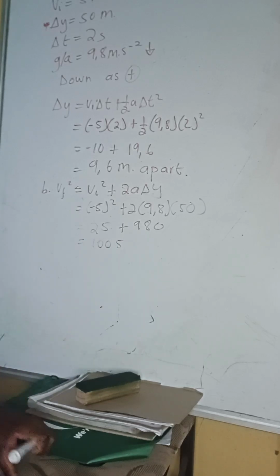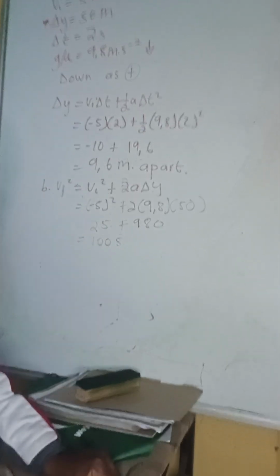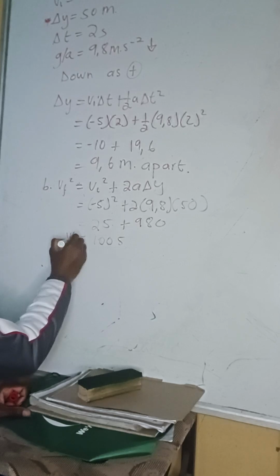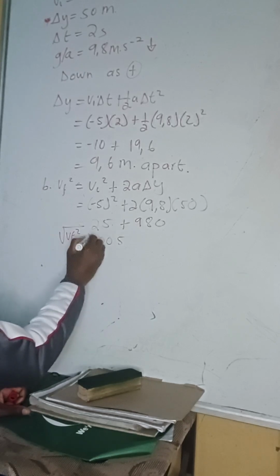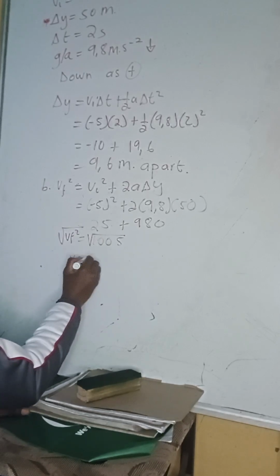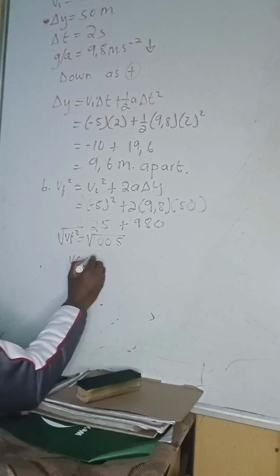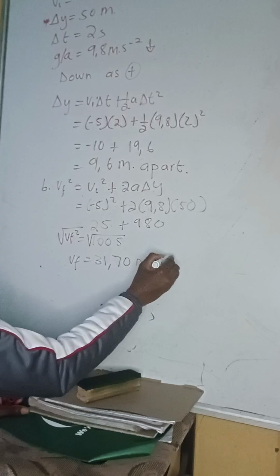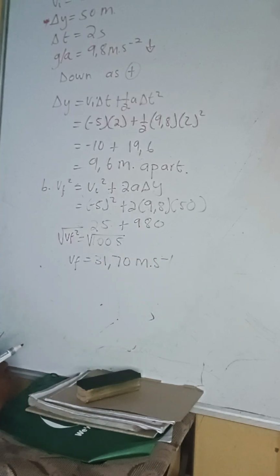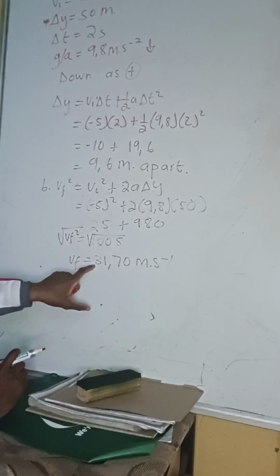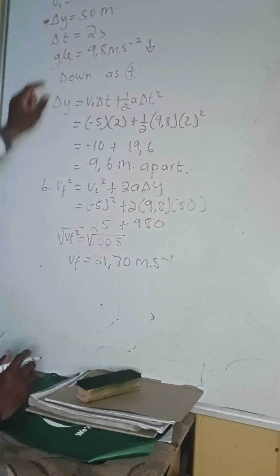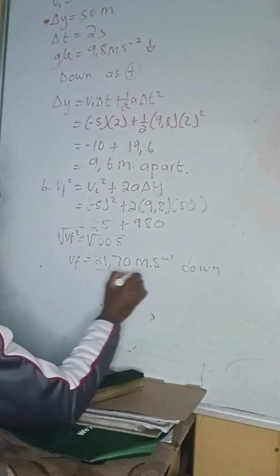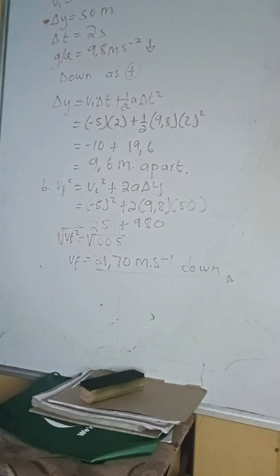We have to put the square root sign. So now after putting the square root sign, because it is VF squared, we put the square root sign here and here. Now our VF is going to be equal to 31.70 meters per second. And now remember we have to choose direction, because now it is positive, and we chose down as positive. It means that this one is going down. Now this is our final answer.